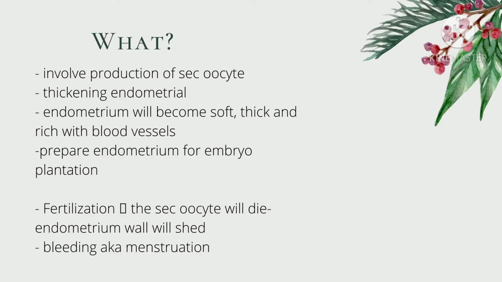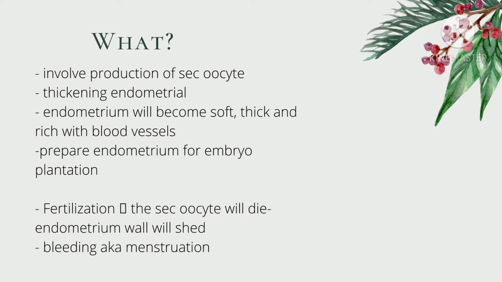and thickening of the endometrial wall throughout one cycle. In this cycle, the endometrium will become soft, thick, and rich with blood vessels. This is to prepare the endometrium for embryo implantation.